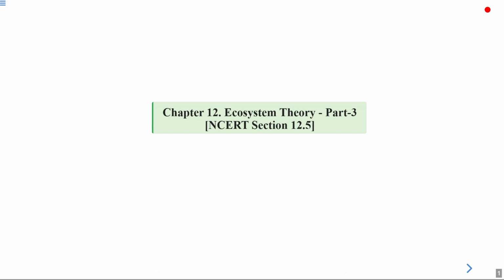And today we'll be discussing the theory related to the chapter ecosystem. This is part 3 of the lecture and today we'll be discussing NCERT section 12.5.